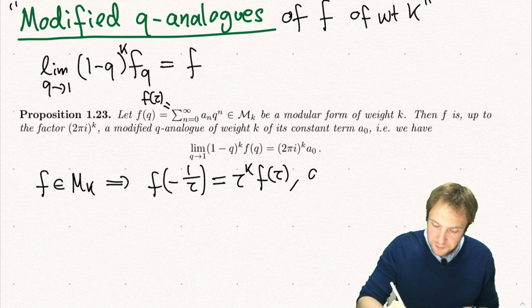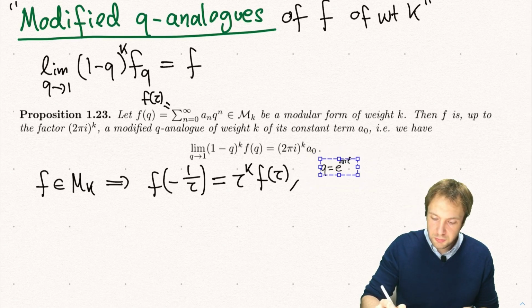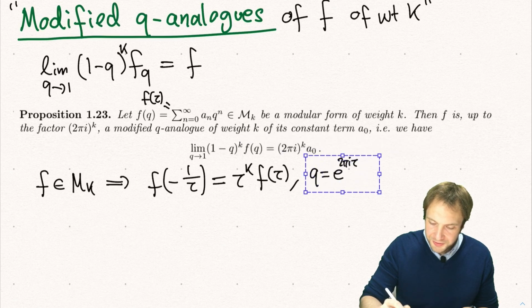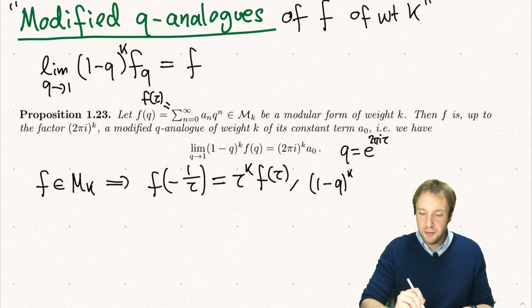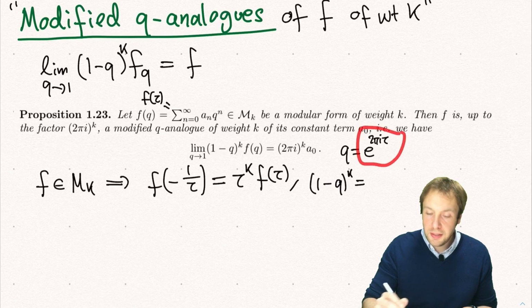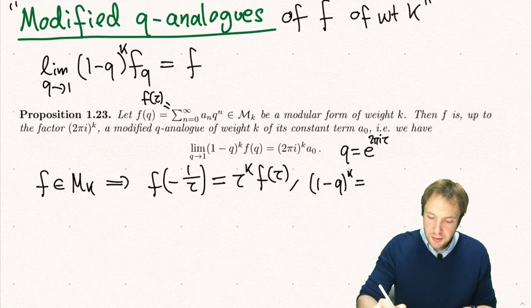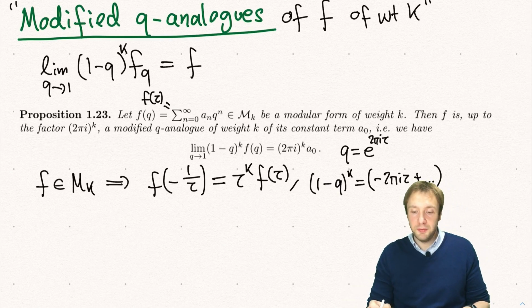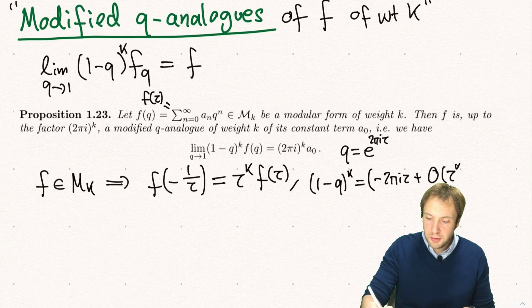And then, on the other hand, because this q is e to the 2 pi i tau, this means this factor 1 minus q to the power k, if I write out the Taylor expansion of the exponential, then the constant term is 1, and then the next term is minus 2 pi i tau, plus some more higher powers of tau, so here I could write plus O of tau to the k.